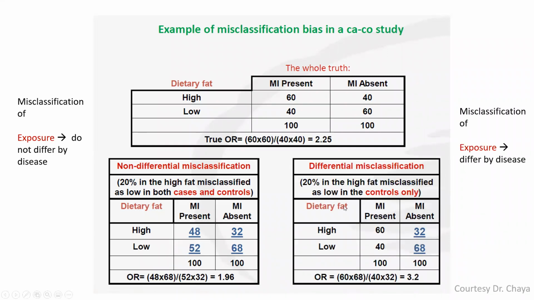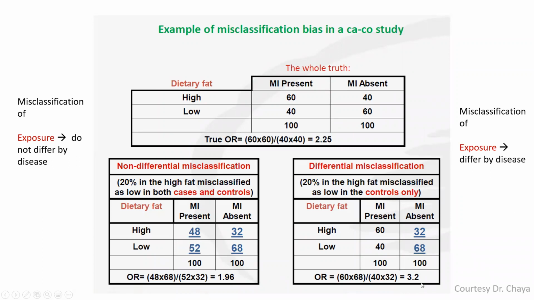Now, a differential misclassification, what does it mean? It is when we have a misclassification from one group to another, so here from high fat to low fat, but it is different between cases and controls. It's not the same between cases and controls. So for example, here we also have 20% in the high fat that is misclassified as low, but it's just in the control group. We don't have it in the cases. So this is a differential misclassification because it's just among the controls.